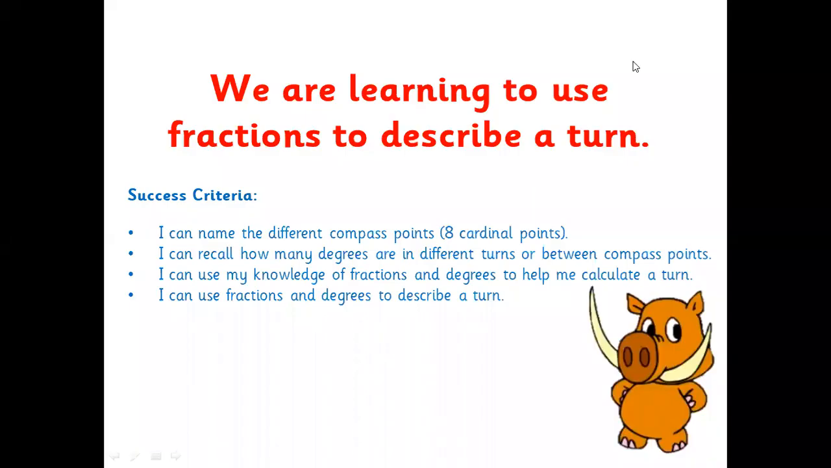For maths, we're going to continue looking at directions, but we're going to look more closely at the number of degrees in a specific turn and make links to fractions. For example, describing a turn using phrases such as half a turn, 3/4 of a turn, etc. We're going to recap the 8 cardinal compass points, as well as looking at how we can use our knowledge of fractions to help us calculate the number of degrees in a turn.